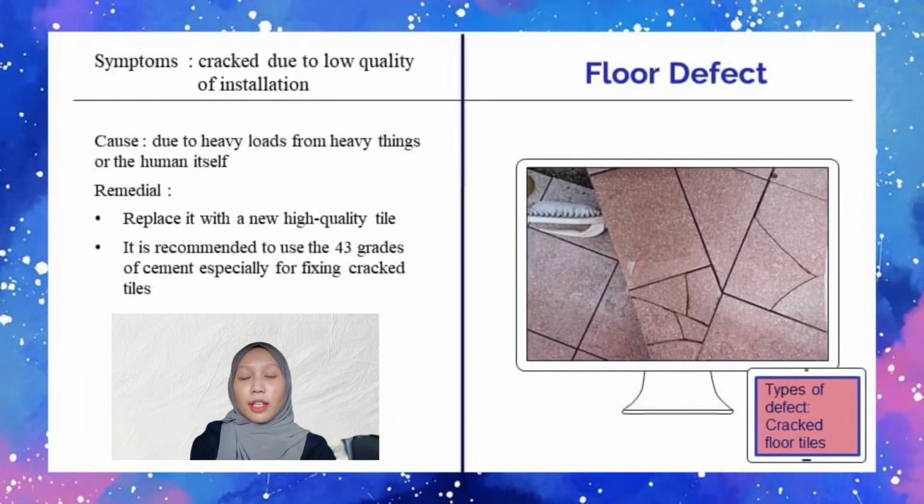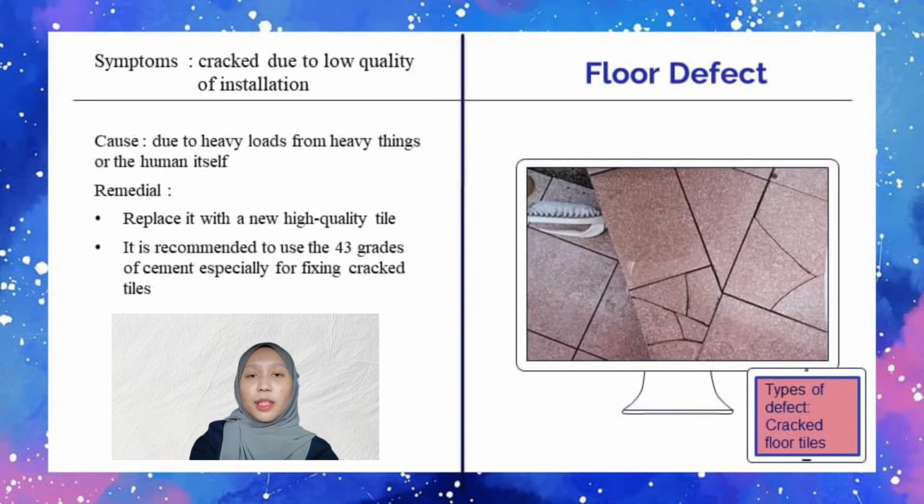Today, I would like to present another 3 defects, which are floor defects and another 2 defects. Firstly, floor defect. As the picture shows, there are cracks on the floor tiles. It happened on the ground floor of block 3 of the apartment. The symptom identified is the tiles were cracked due to low quality of insulation. As a result, the tiles become cracked in uneven shapes from the actual size. The damage happened due to heavy loads from heavy things or human fault.